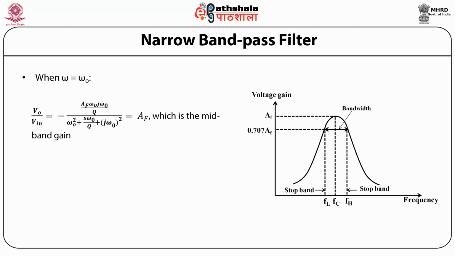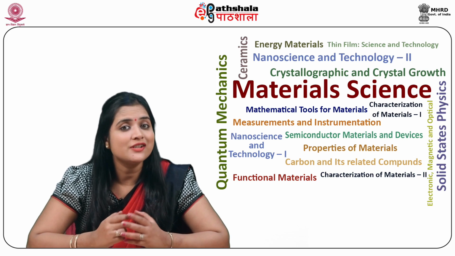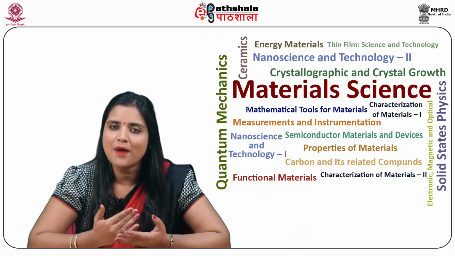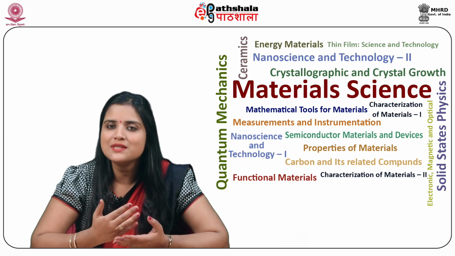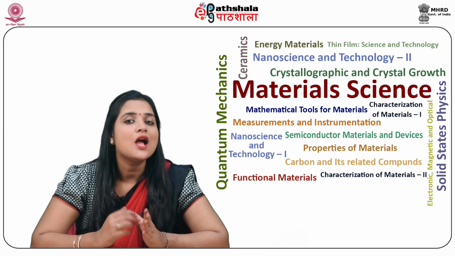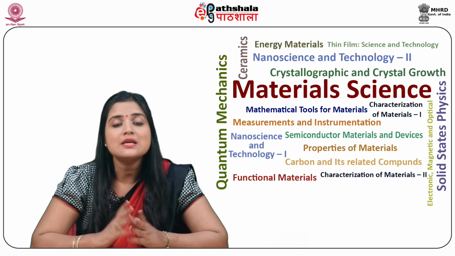In order to simplify the design calculations, let C1 equal C2 equal C. So the above equations reduce to omega naught square equals 1 by R3 C square into (1 by R1 plus 1 by R2). Omega naught by Q equals 2 divided by R3 C, and AF omega naught by Q equals 1 by R1 C. Resistors R1, R2 and R3 can be obtained in terms of narrow bandpass filter parameters, that is Q, Fc or equivalently omega naught, C and AF.